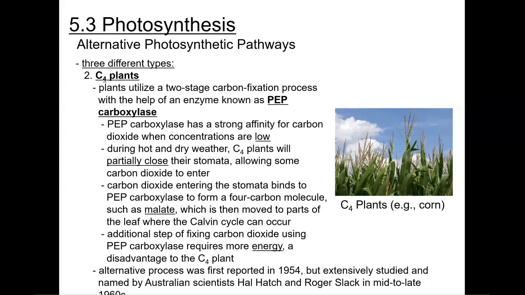Carbon dioxide entering the stomata is going to bind to those PEP carboxylases, and that's going to form a 4-carbon molecule such as malate. That's then going to be moved to parts of the leaf where the Calvin cycle can occur. This additional step of fixing that carbon using PEP carboxylase is going to require more energy, which is kind of a disadvantage to the C4 plants, so it takes more energy to actually create the energy that they need. But it's an alternative process that is going to be needed for areas that could be hot or dry. This process was first reported in 1954, but it became extensively studied and was named by an Australian scientist in the mid to late 1960s.